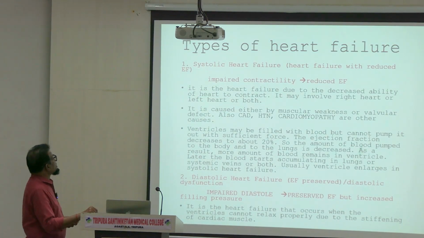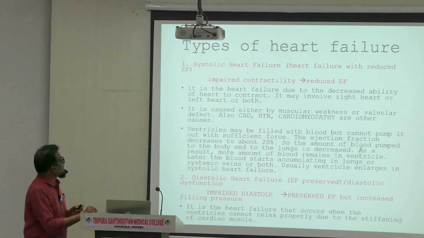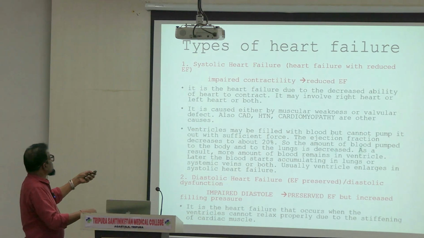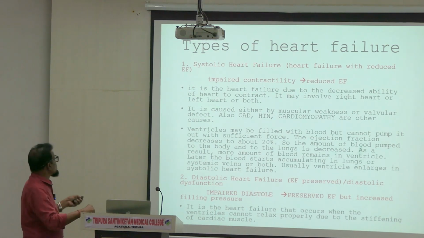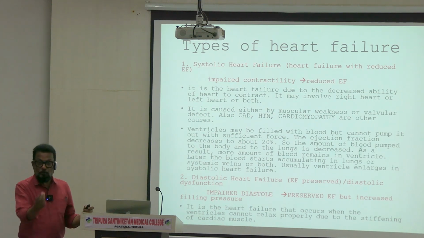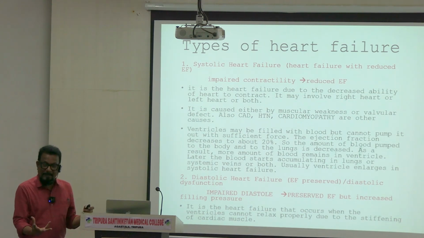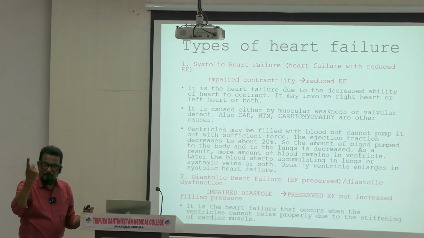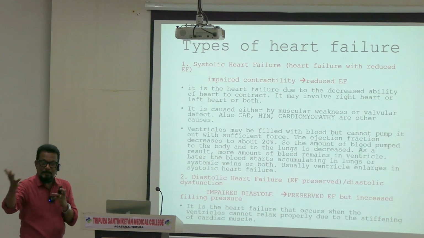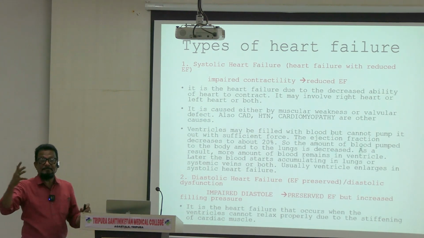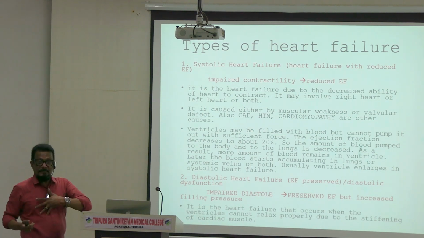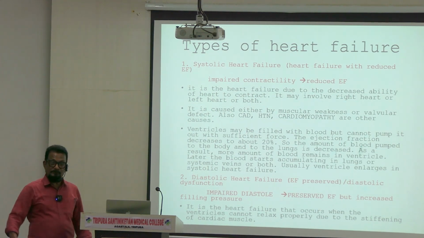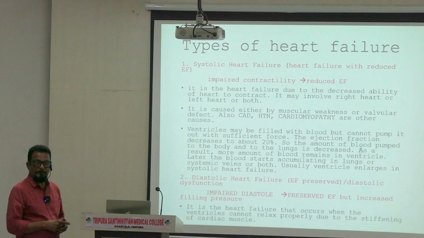Types of heart failure. There are four different types. One is systolic heart failure. Systolic means during systole, failure means the heart cannot perform its systolic function because of the congestion. It may happen in the right ventricle or in the left ventricle. If it is the left ventricle, congestion is in the lung. If it is the right ventricle, congestion is in the periphery of your body. There will be swelling, everything.